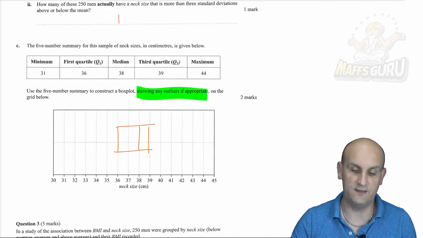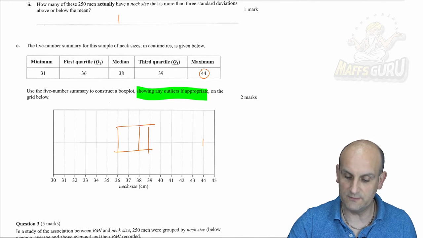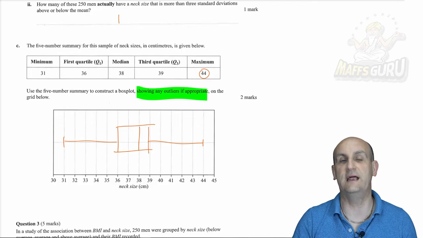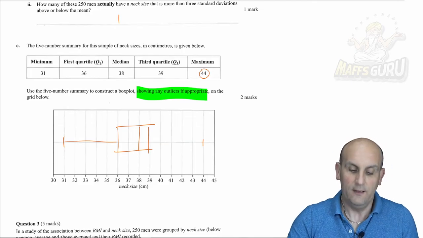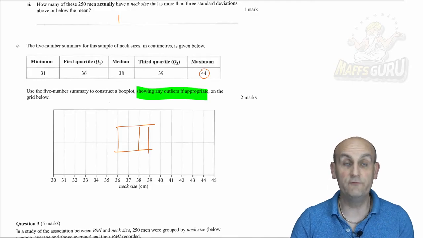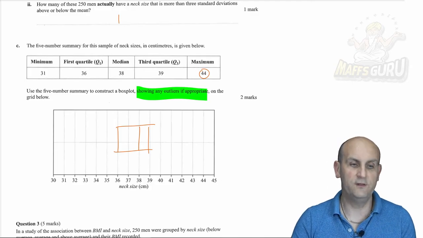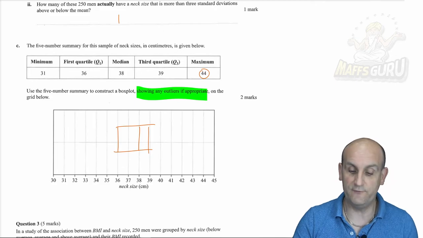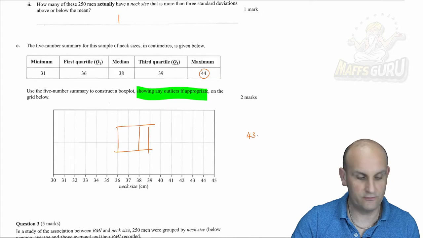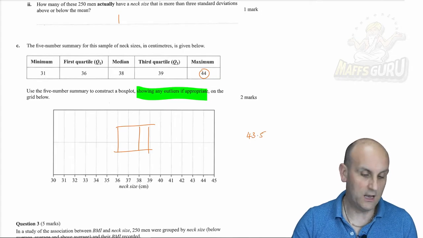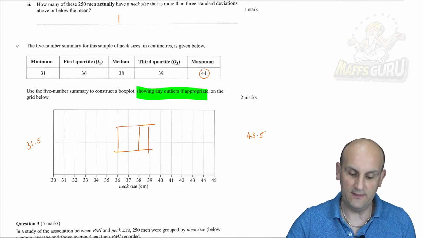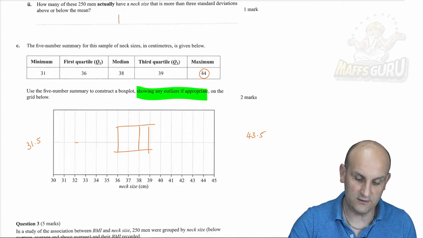Now, this is where I first made my mistake. I went, okay, my maximum is 44, my minimum is 31, join the points together, and I was as happy as Larry. Sadly not, because I was tricked. It does say showing any outliers, and you are advised to make sure that you look for the upper and lower fence. Now, when you work the fences out, and I'm not going to do that now, you actually got an upper fence of 43.5 and a lower fence of 31.5. And as it turns out, that meant that our lowest data item was actually 32.